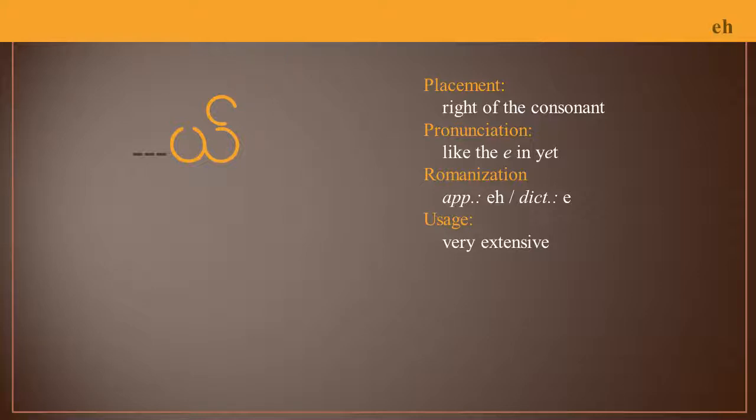So let's see how that works in the case of this particular vowel symbol combination. The placement for this is directly to the right of the consonant. The pronunciation is like the letter E in yet. Its romanized form on the language app is the letters EH, and in the dictionary just the letter E.